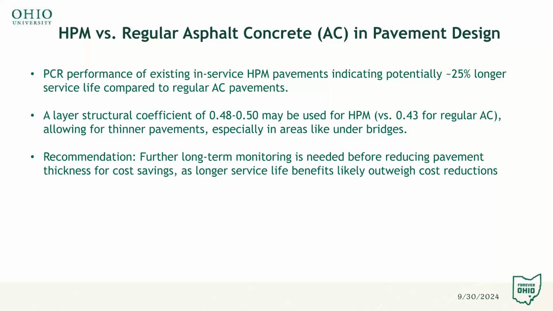So, high polymer mix versus regular conventional AC mix in pavement design. PCR performance of existing in-service high polymer mix pavements indicates potentially perhaps 25% longer surface life compared to regular AC pavement. A layer structure coefficient of 0.48 to 0.5 may be used for high polymer mix versus 0.43 for regular conventional mix, allowing for thinner pavement, especially in areas such as under bridges. The recommendation: further long-term monitoring is needed before reducing pavement thickness for cost savings, as longer surface life benefits likely outweigh cost reductions.